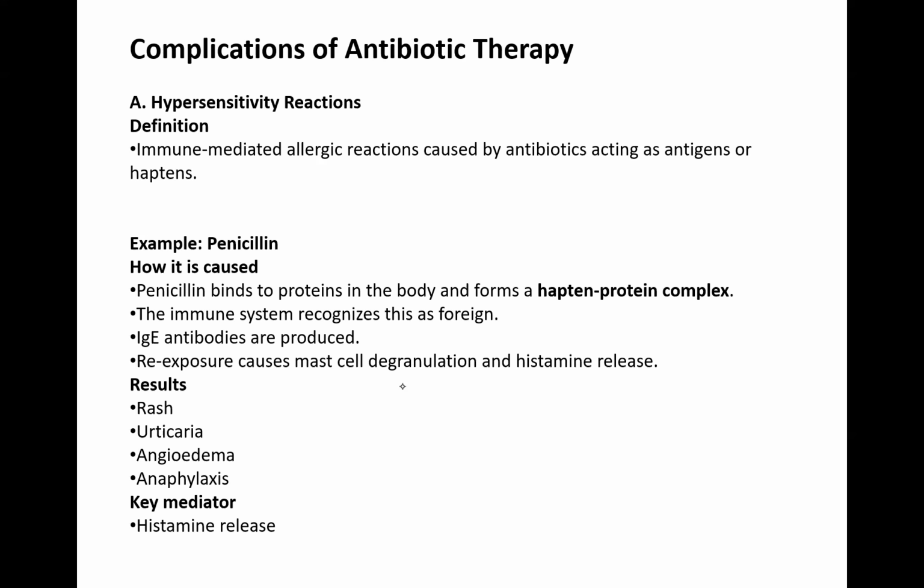So IgE antibodies will be formed. Re-exposure can cause mast cell degranulation and histamine release. This is taking part in the allergic reaction. In that case, the patient may develop rashes, urticaria, angioedema. Urticaria means hives.